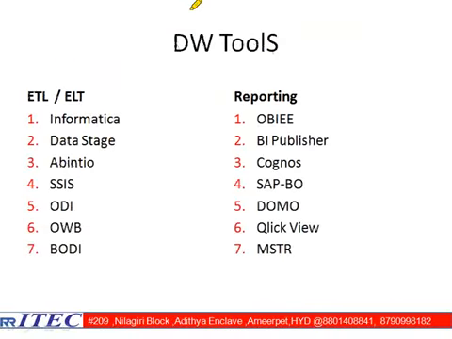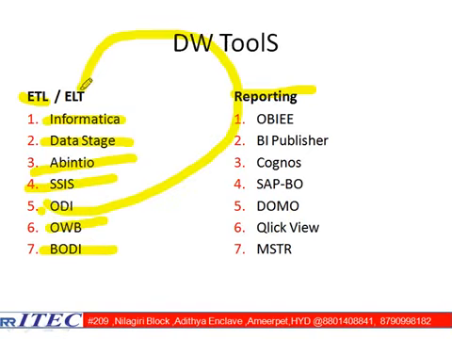That is the reason data warehousing tools are also divided into two types. One is called ETL tools. Second is called reporting tools. So ETL tools are Informatica, which is one ETL tool, Data Stage, Ab Initio, SSIS, okay, SSIS and OWB, ODI.